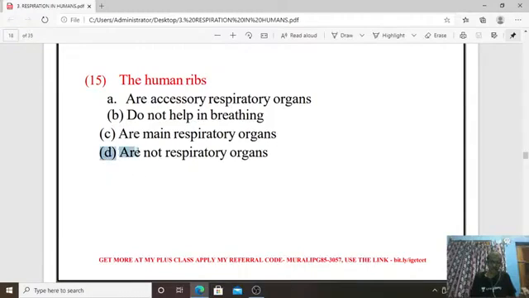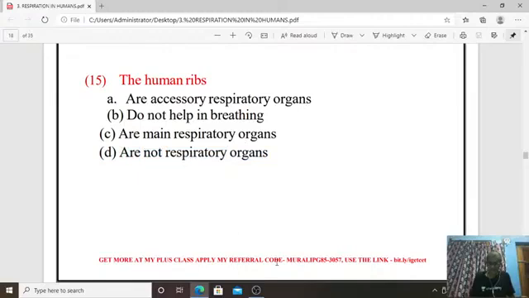So the right answer is D. They are not considered respiratory organs. They just form the rib cage, on the inner side of which are the heart and the lungs in the thoracic section of the human body. So the answer for the 15th one is D. If you have any doubt, you can ask. Okay, my dear students.